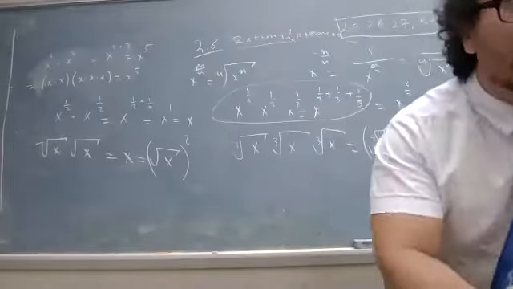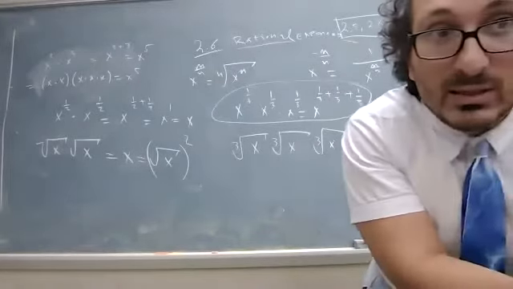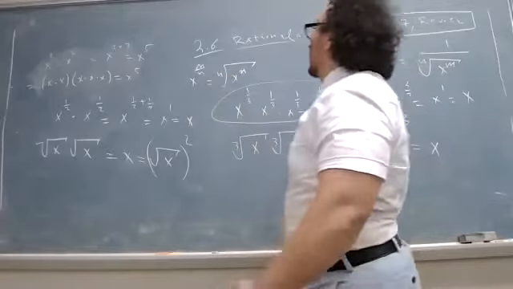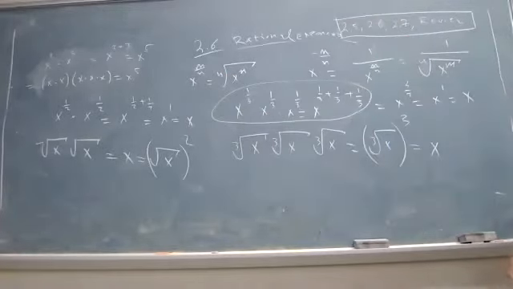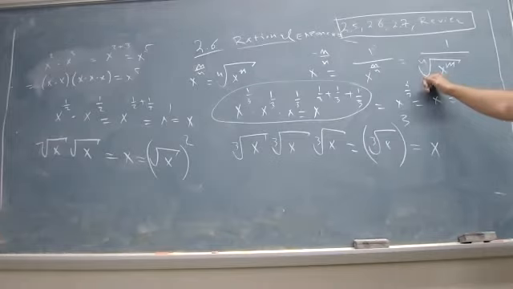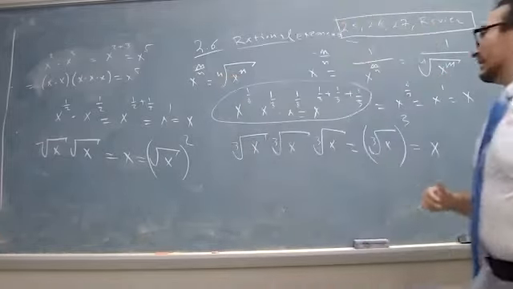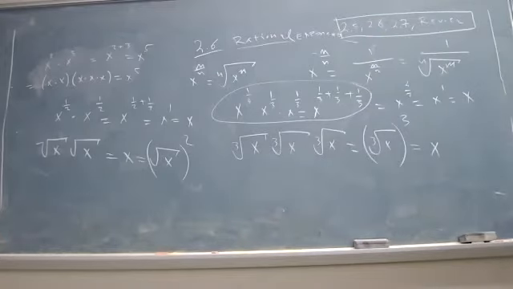I forgot who asked the question. Someone asked the question why, when we say x raised to the m over n, that the denominator becomes the amount of roots you take and the numerator becomes the power. And this is why.